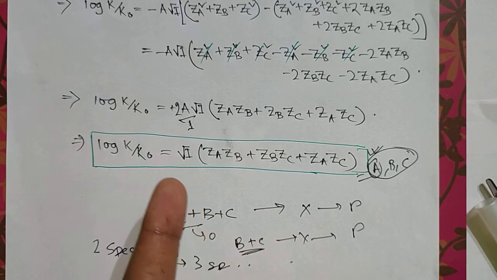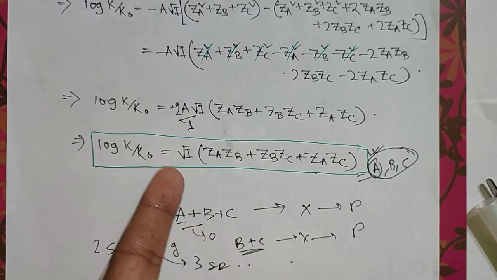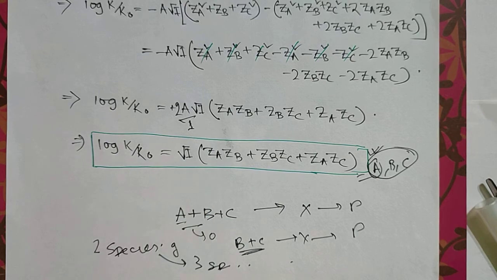So these are the cases when there are three reactants. This is the equation. In this way we can solve these problems. These are important not only for your CSIR exam, but for your GATE exam also.